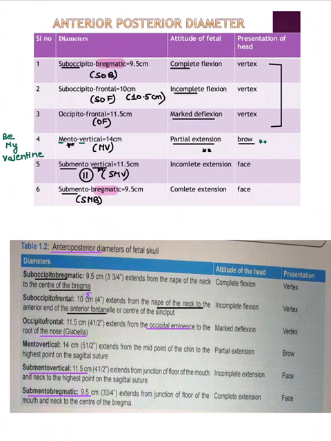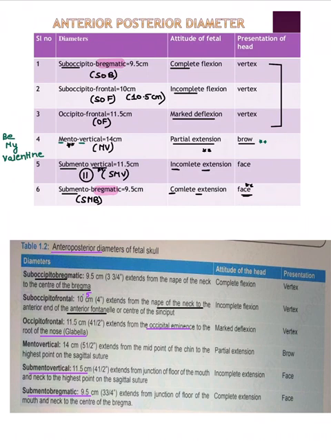Now coming on to the face presentation. See, the face will come in complete extension, guys, or also in incomplete extension. So now try to completely extend your head. What is the maximum diameter? Think, guys, try on yourself. That is the submentum, coming behind the chin, and the bregma: submentobregmatic. And if you do partial or incomplete extension, what will come, guys? Submentovertical, guys.